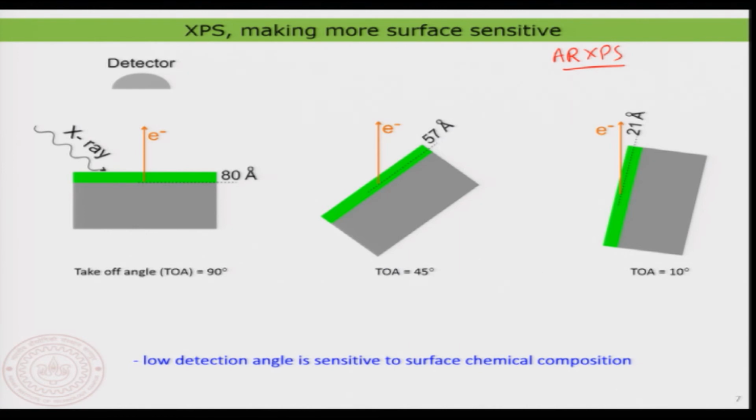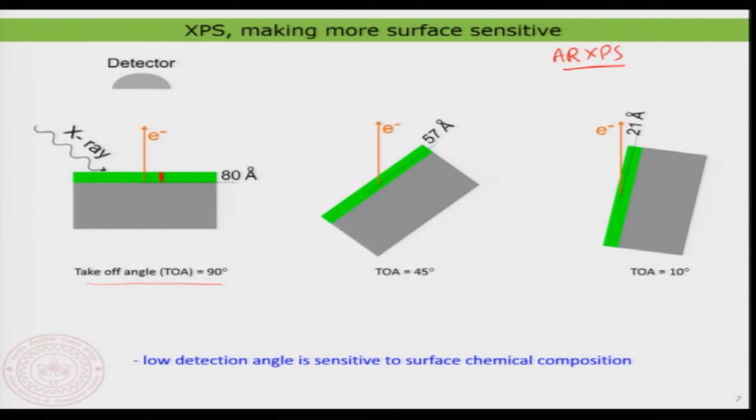Now, whenever I talk about general XPS, detection is always about the surface being like that and the detector is just on the top. This is known as a takeoff angle of 90 degrees. That means the electrons are taking off from the surface perpendicular to the surface. Typically, everything within this region is something that I am going to measure. It is of course surface sensitive, about 8 nanometer, but you see it is about 80 nanometer here.